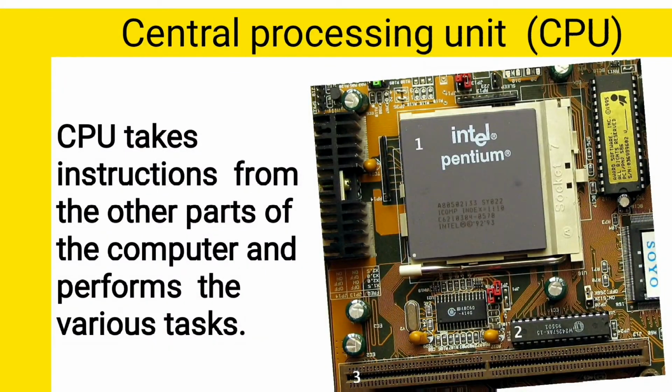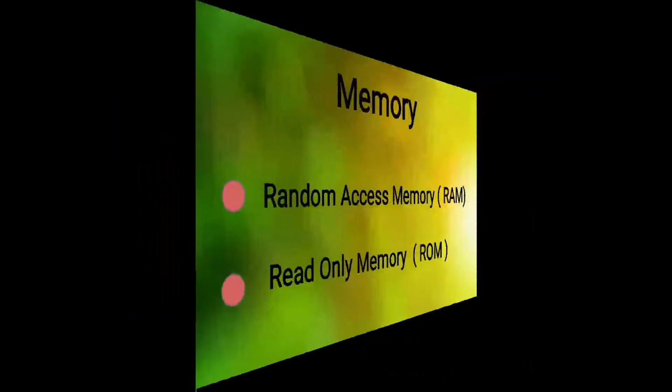Now we'll see the second one, the central processing unit. It means CPU. We already know that the CPU is the brain of the computer. It is also called a processor. The CPU is a small chip located on the motherboard. It takes instructions from the other parts of the computer and performs the various tasks. It also performs all the calculations and takes the necessary decisions. The better the processor, the faster the computer works.